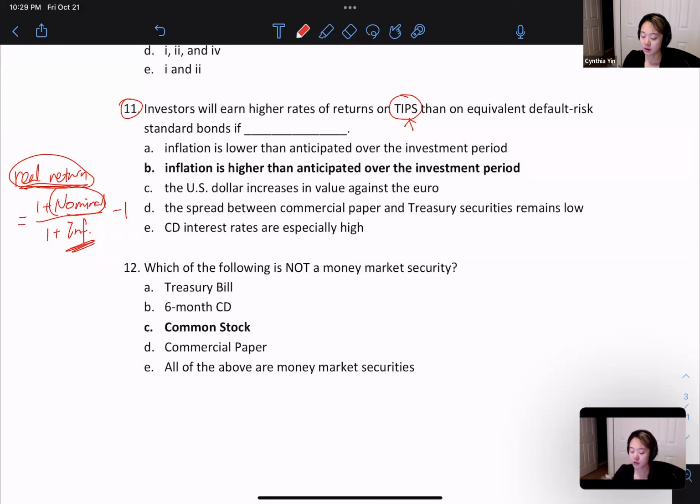Let's see this question. The question says, investors will earn higher rate of return on TIPS than on equivalent default risk standard bonds if.